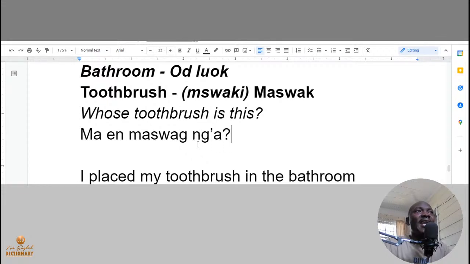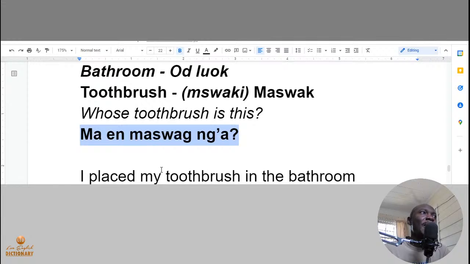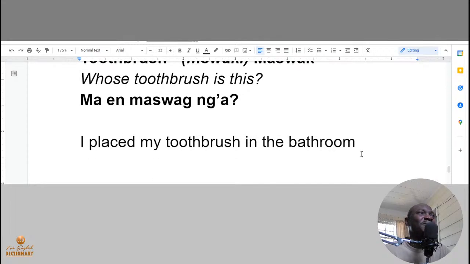Ma en maswagnga. Whose toothbrush is this? Ma en maswag nga. Okay? Whose toothbrush is this? Then, I placed my toothbrush in the bathroom. Ne a place is keto. A keto.